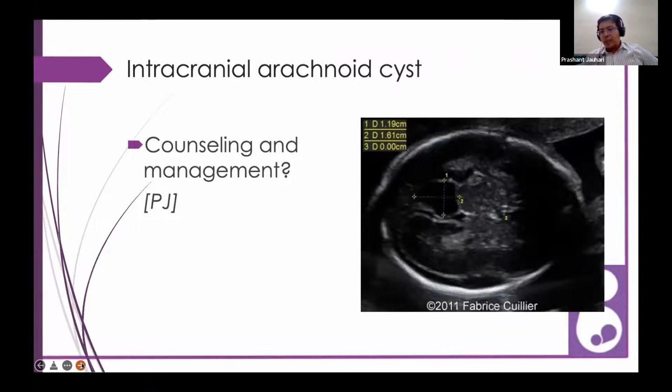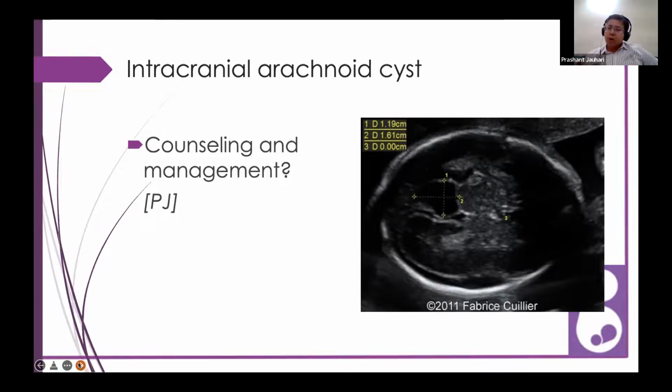And postnatally, if you are detecting it, then the chances are that unless and until it is there in the posterior fossa, where at sometimes there could be requirement of shunt surgery. Majorly, 40 to 60% will be in the temporal lobes, and there generally it is considered as an incidental or a benign finding. Is there any size by which we decide the prognosis?